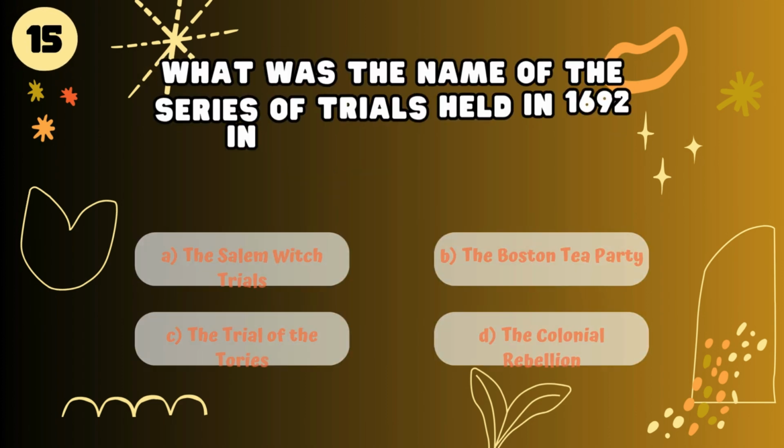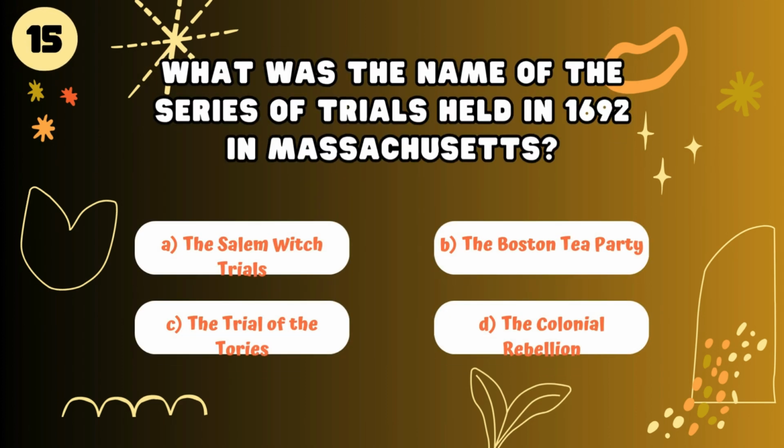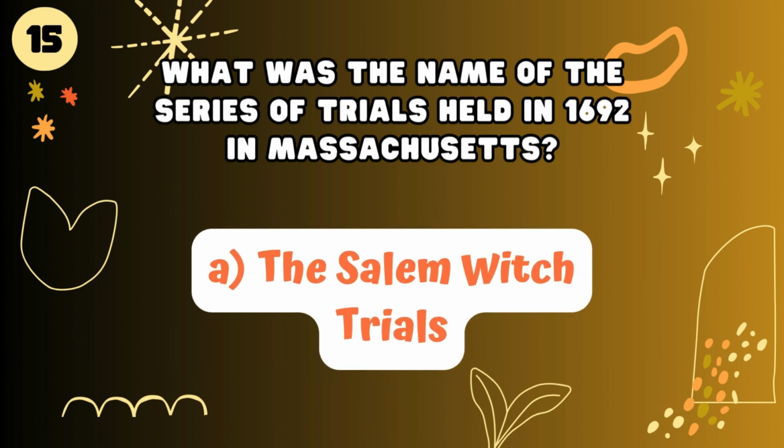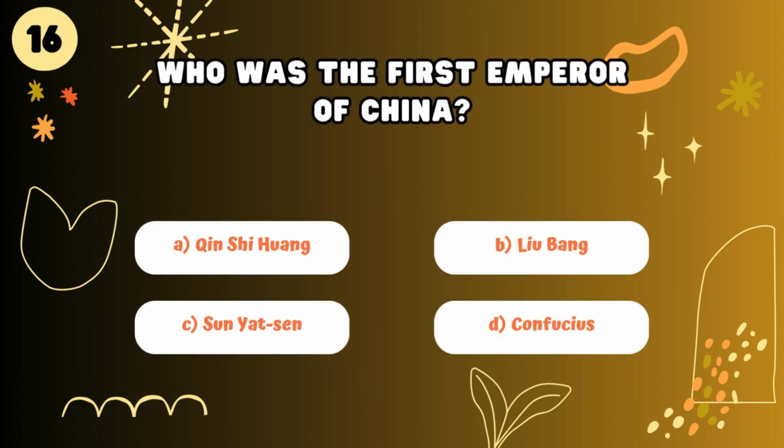What was the name of the series of trials held in 1692 in Massachusetts? The Salem Witch Trials, the Boston Tea Party, the Trial of the Tories, the Colonial Rebellion. Answer: the Salem Witch Trials. Who was the first emperor of China? Qin Shi Huang, Liu Bang, Sun Yat-sen, Confucius.